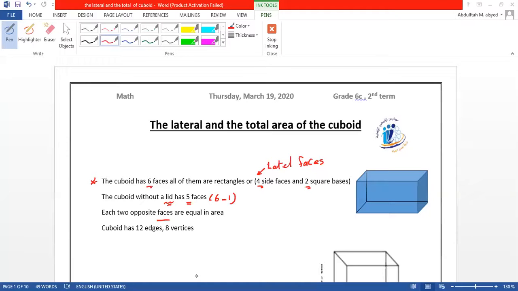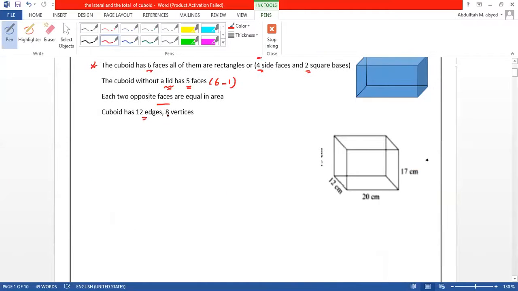So, it has 8 vertices. The sides are edges, and these are called vertices. So this is a vertex.